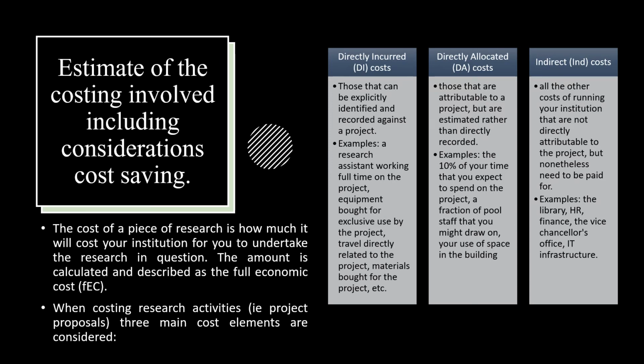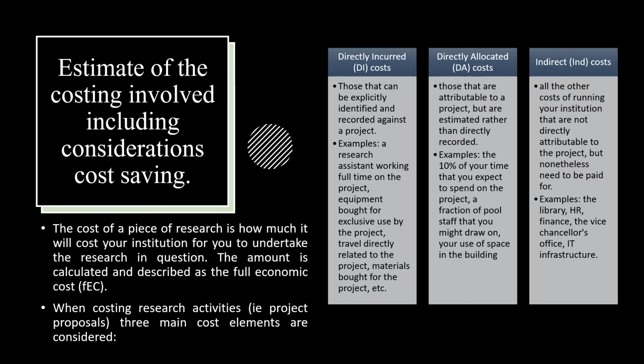Alright, the estimate of the costing involved including consideration of cost saving. The cost of a piece of research is how much it will cost your institution for you to undertake the research in question. The amount is calculated and described as the full economic cost, or we call it FEC. When costing research activities, for example, project proposals, three main cost elements are considered. First, directly incurred. Second, directly allocated. And the third one is indirect.